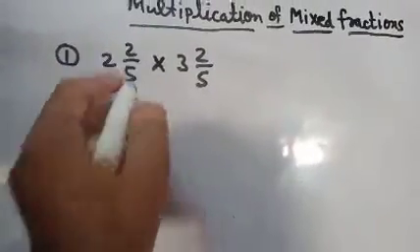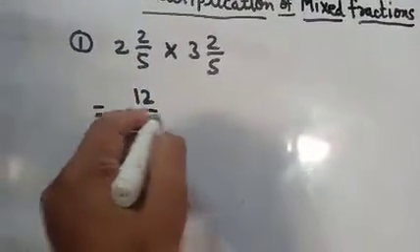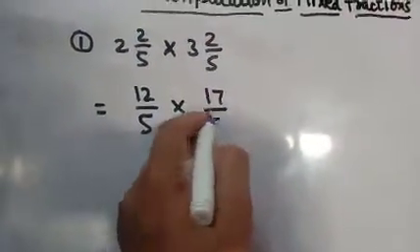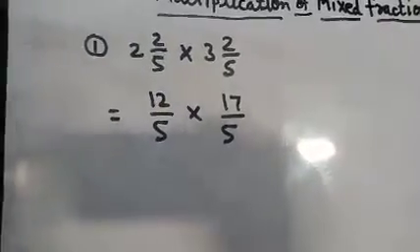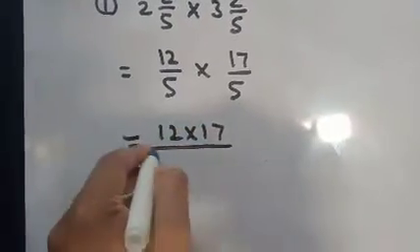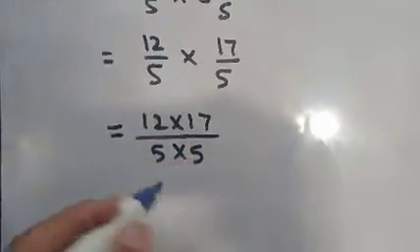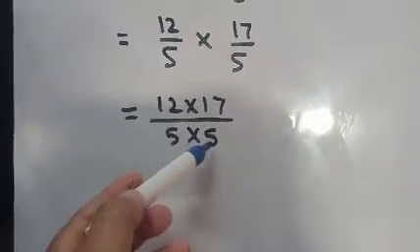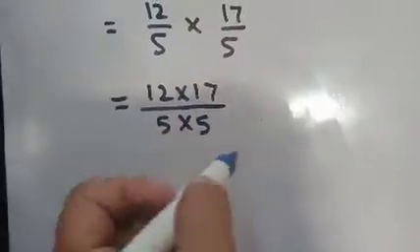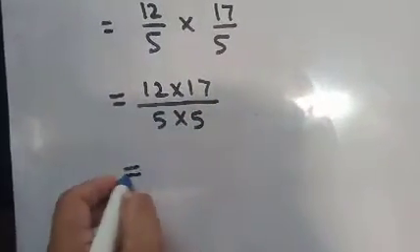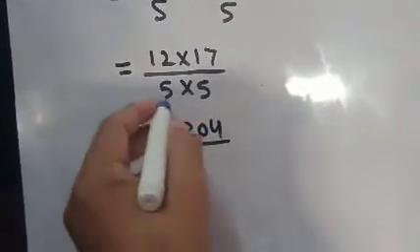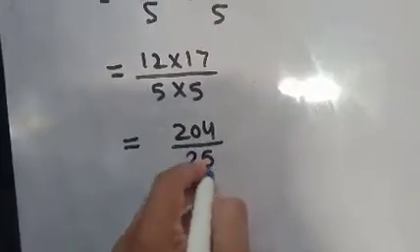5 twos are 10, plus 2, 12 upon 5, multiply 5 threes are 15, plus 2, 17 upon 5. Now use the previous rule: the product of all numerators upon the product of all denominators. Looking here, there is no common factor of 5 and 12 as well as 5 and 17. So you have to multiply 17 and 12, which becomes 204, and 5 fives are 25.